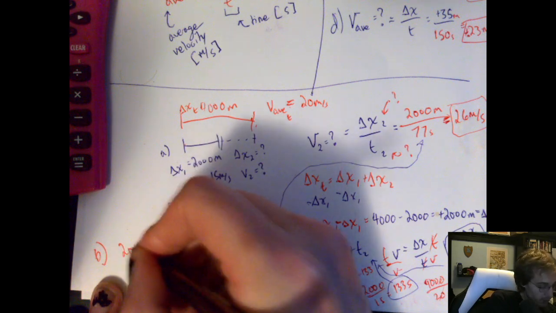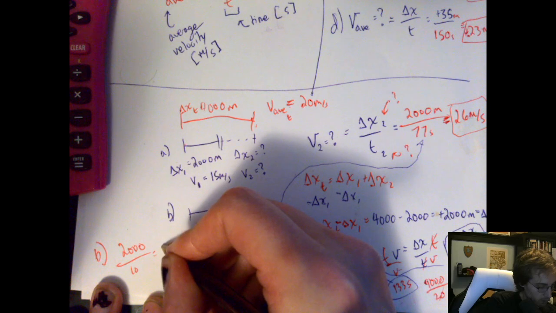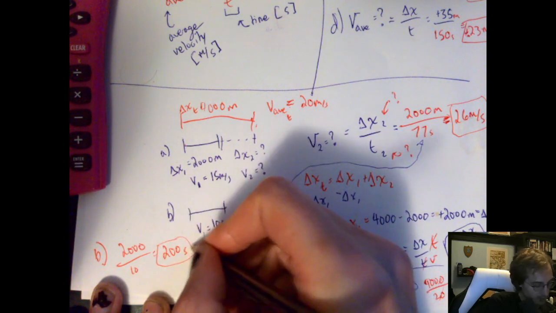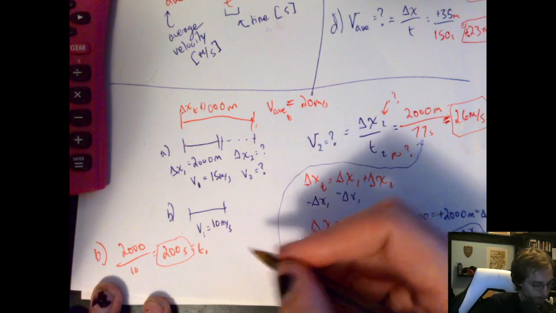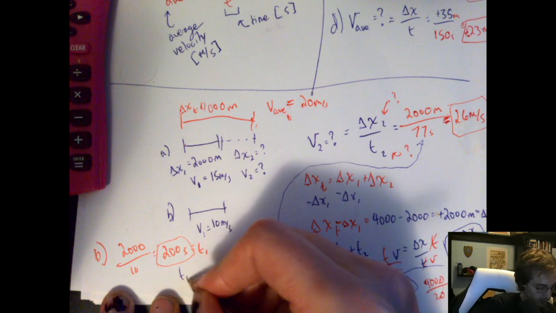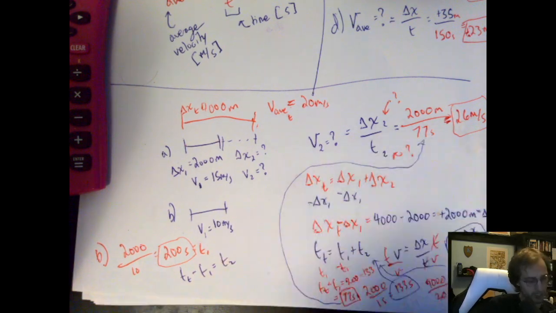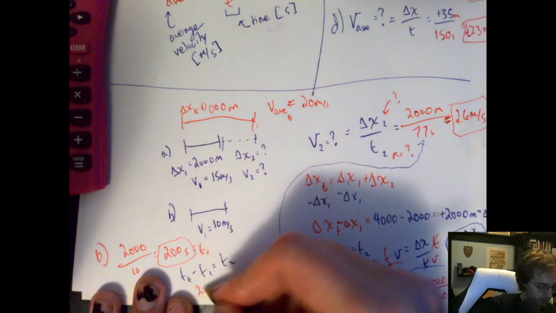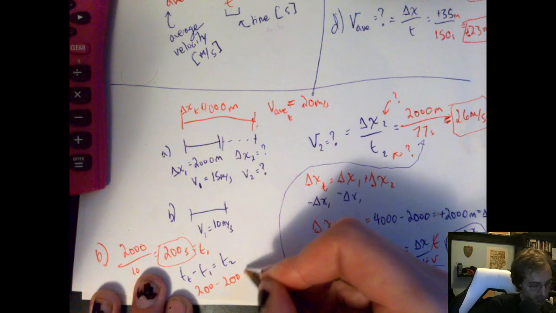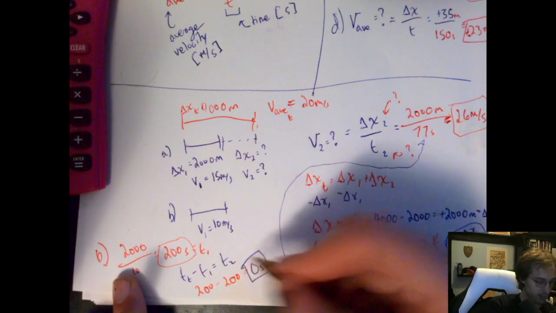So if I do that, we've got 2,000 divided by 10, which gives us 200 seconds as our time for our first section. So if we take our equation that we already solved for, which was that our total time minus the time for our first section is equal to our second time, and we plug in our values, we'll get 200 for the total minus 200 for the first time, which tells us that we have 0 seconds left to get there.